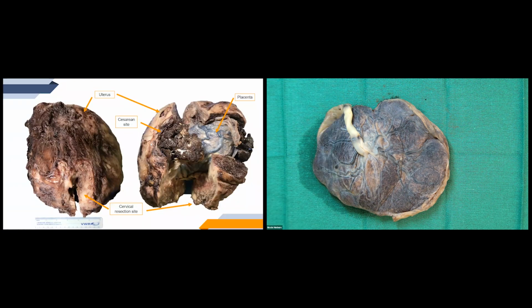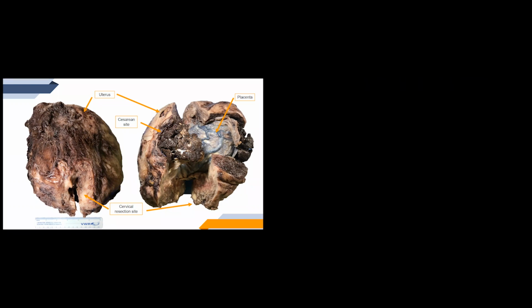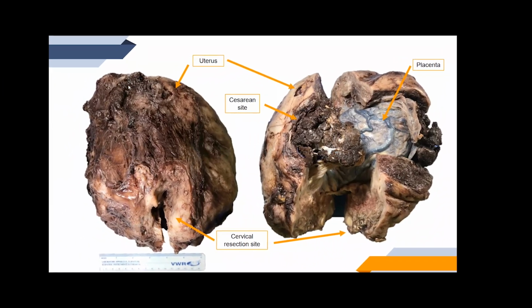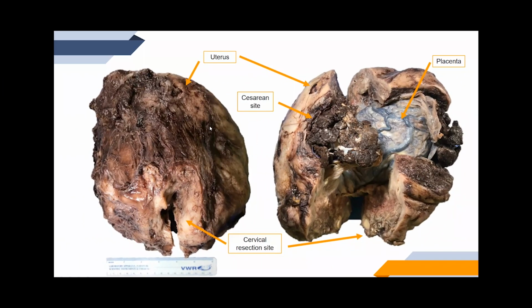Now I actually have an example of a surgical specimen that we got for an invasive placenta. I'll just orient you all. You can see the uterus, and then the cervical resection site, and then the cesarean site. And then inside you can see the placenta there.